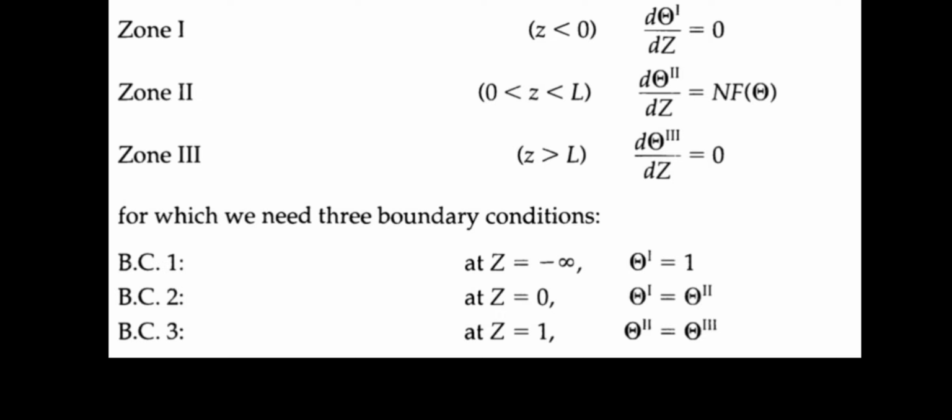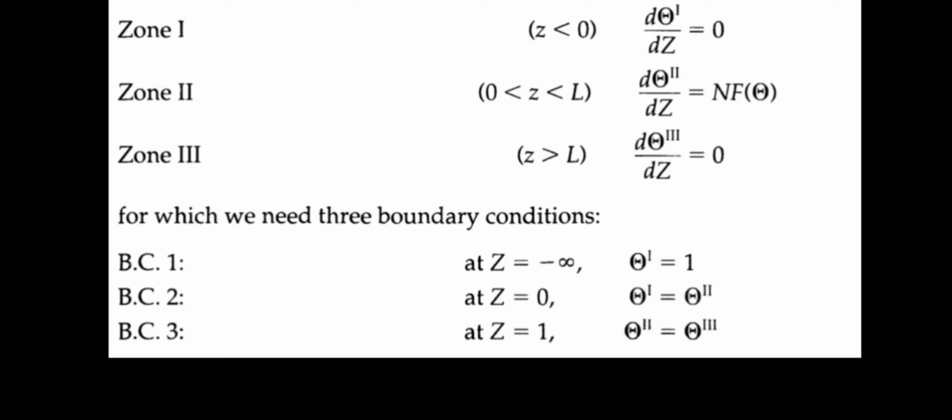And in step 2, apply the boundary conditions to form a system of algebraic equations. Once we have the general solutions for each zone, the next crucial step is to apply the six boundary conditions we have defined. Each boundary condition will provide a relationship between the temperature and/or its derivative at a specific location, allowing us to form a system of six algebraic equations involving our six unknown constants of integration.